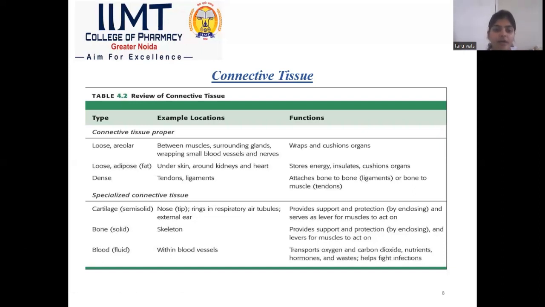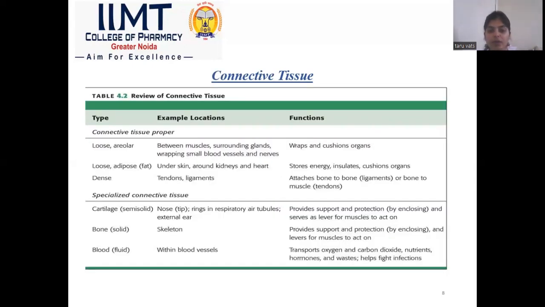Then cartilage connective tissue. They are located in nose, rings in respiratory air tubules, external ears, provide support and protection and serve as lever for muscles to act on. Bone. Bone is also a connective tissue. They are present in skeleton.